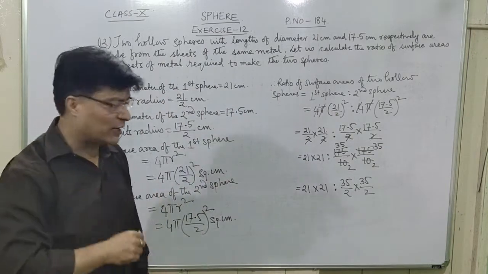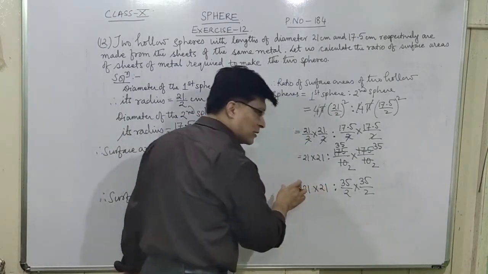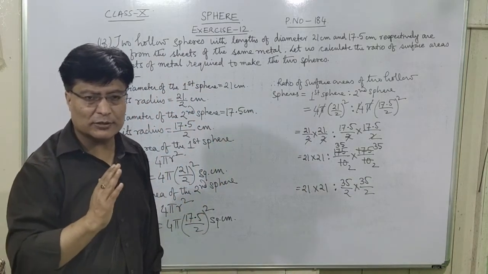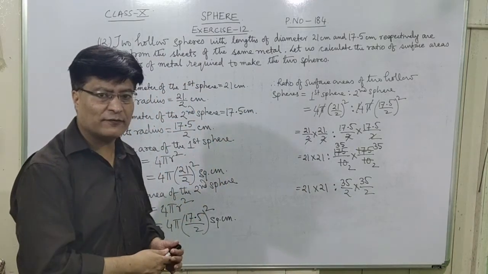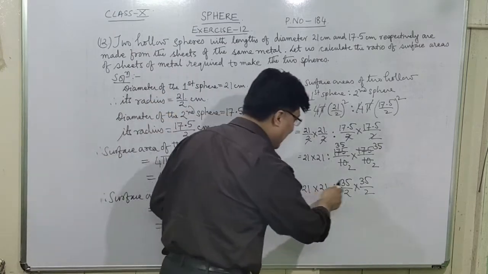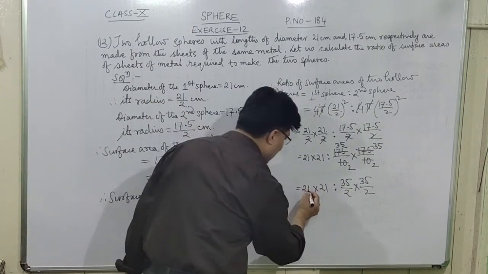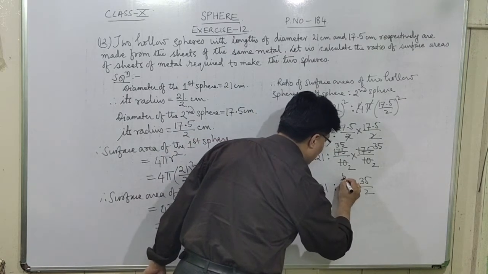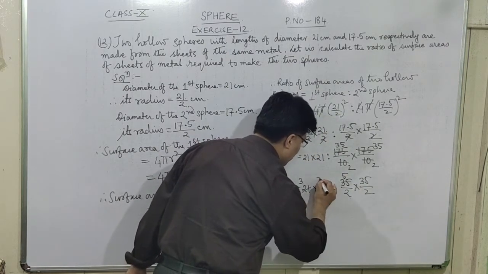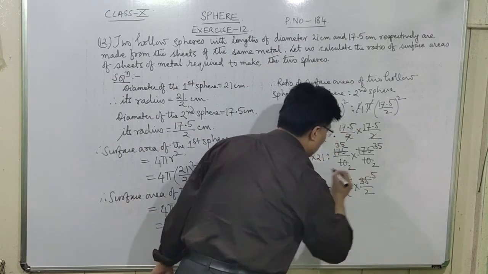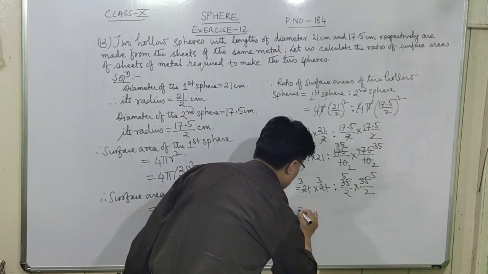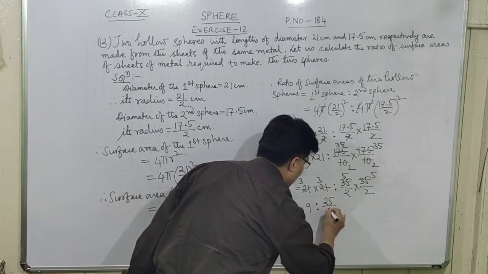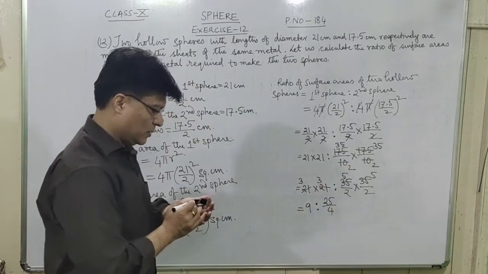Again, in case of a ratio, you can cancel the similar terms which are in the numerator from both antecedent and consequent, right? So you can cancel it by 7. 7 3s are 21, 7 5s are 35, 7 3s are 21, 7 5s are 35. So this is equal to, 3 3s are 9 is to 25 by 2 2s are 4.